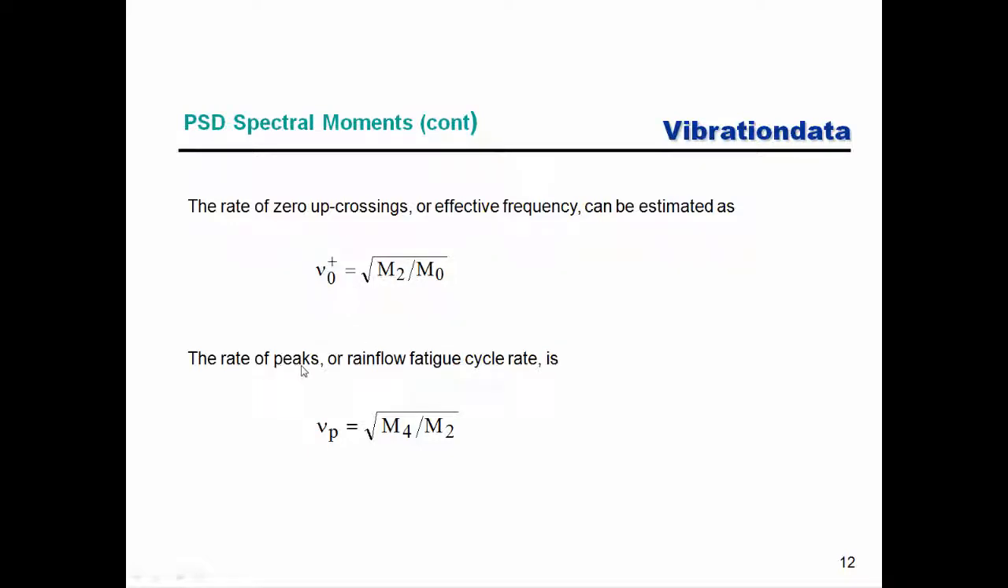And then there's the rate of peaks, for the purpose of rainflow cycle counting. That's equal to the square root of the 4th order moment divided by the 2nd moment. And again, these will become more important as we get into fatigue analysis, but we'll just cover them briefly as an introduction today.